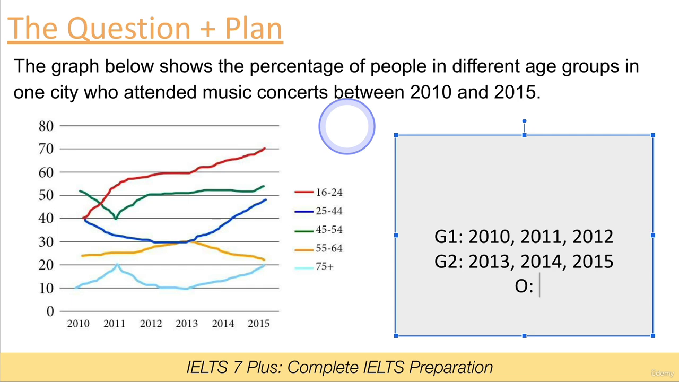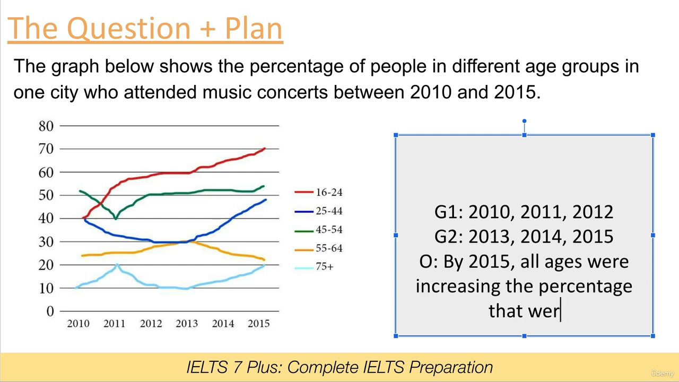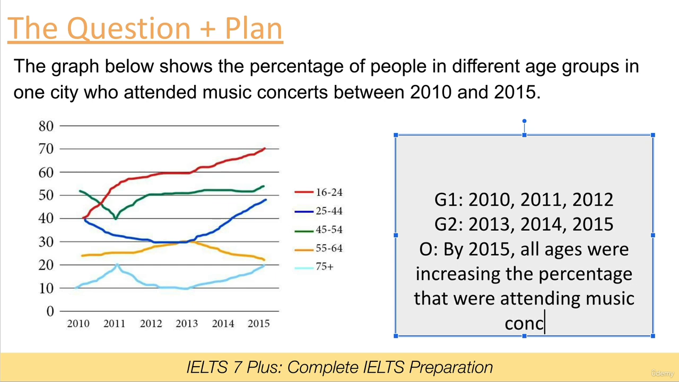An overview. By 2015, all ages were increasing the percentage that were attending music concerts. So more people were going to concerts, apart from 55 to 64.